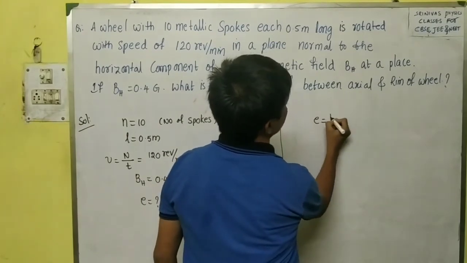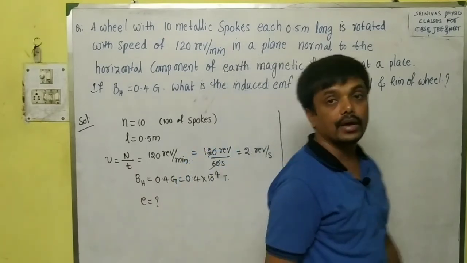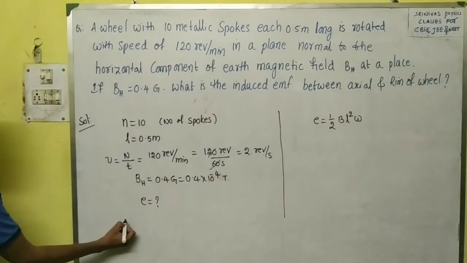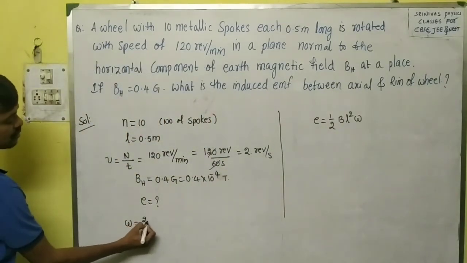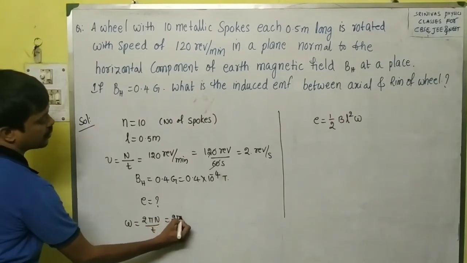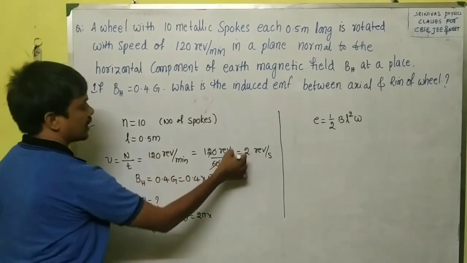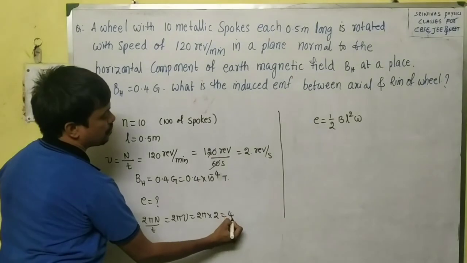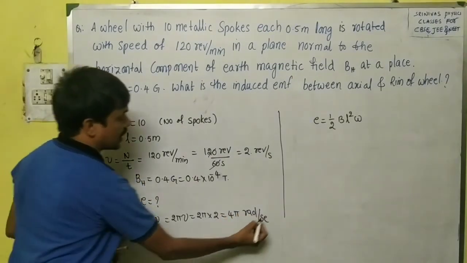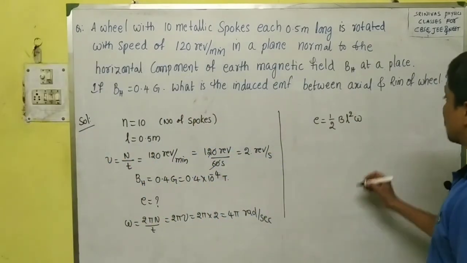The induced EMF formula is half B L square omega. But what is omega in this? We want to find out the omega here. Omega is equal to 2 pi n by t, which is nothing but 2 pi nu. With nu equal to 2, we get 4 pi radian per second. Angular velocity equals angular displacement by time, radian per second.